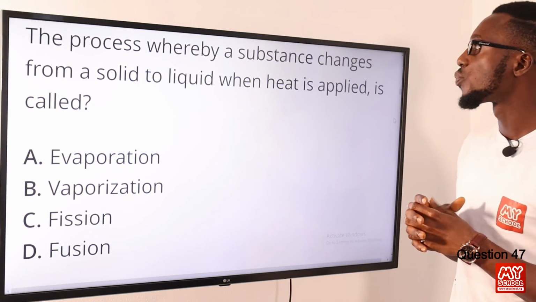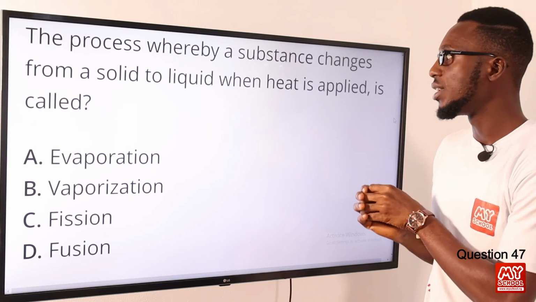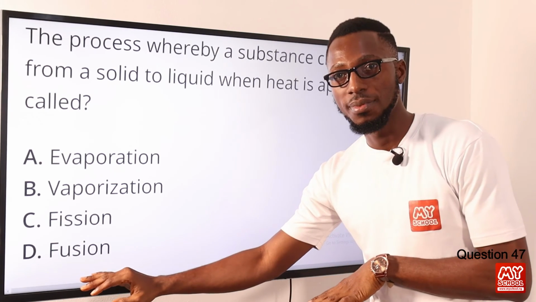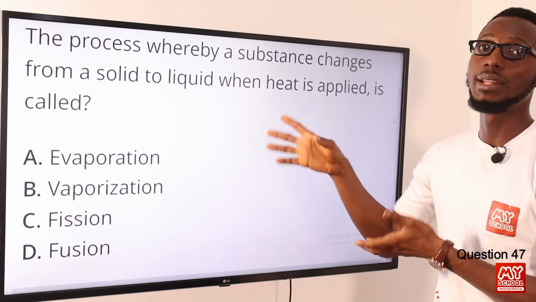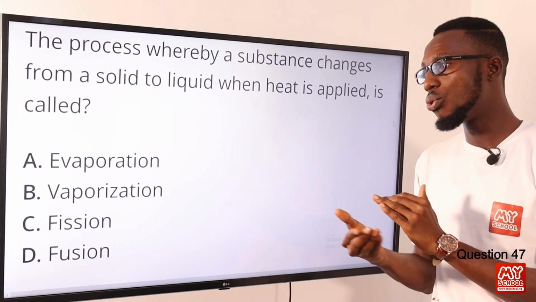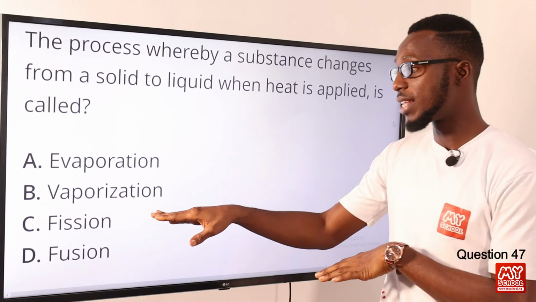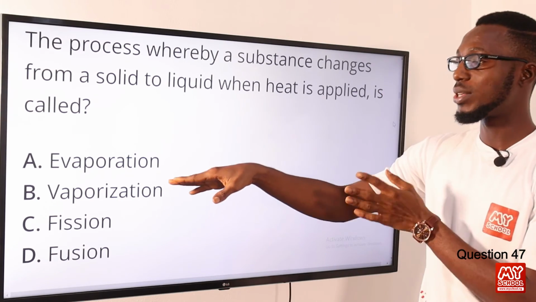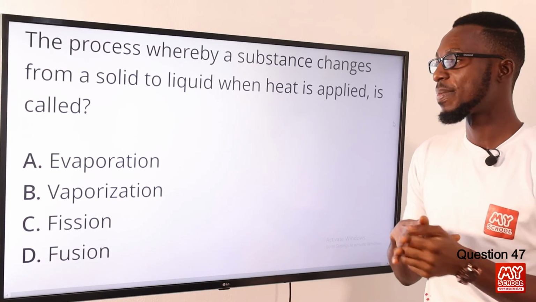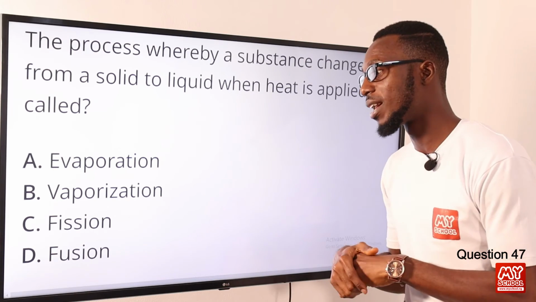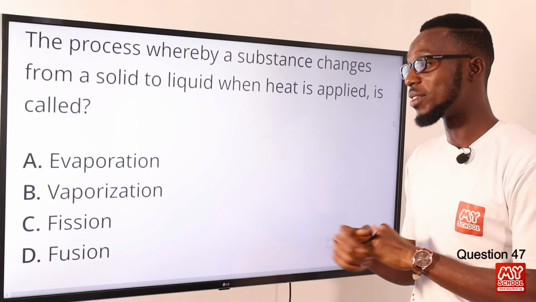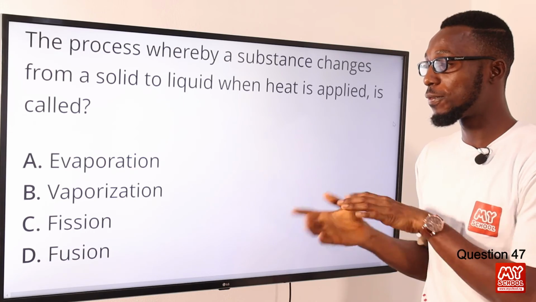47. The process whereby a substance changes from a solid to liquid when heat is applied is called melting or fusion. Evaporation is actually from liquid to vapor below the boiling point. Vaporization is when it is applied, so what happens there is from liquid to gas. Then fission, probably we'll be talking about nuclear fission, breaking a bigger atom into smaller ones. So the correct option is option D, for fusion or melting.